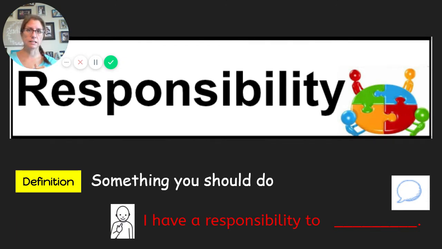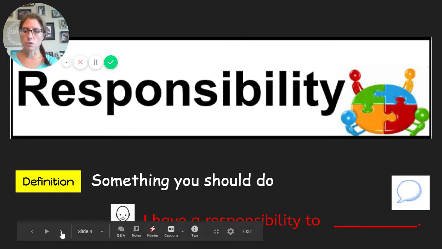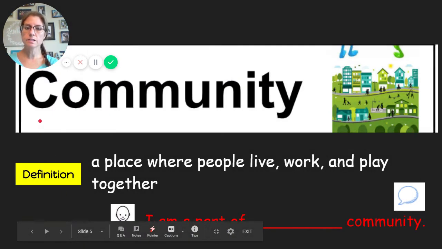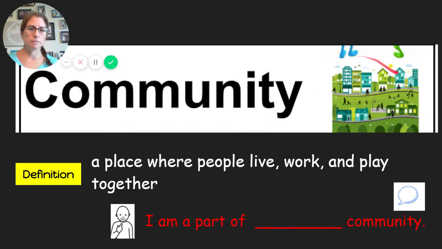Now let's say that sentence. I'm going to listen while you read the words. Ready? I have a responsibility to say your thinking. If you answered, you did a great job doing what I asked. Let's read another word. This is the word community. Here's a picture of that word.